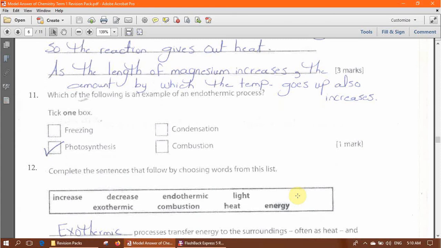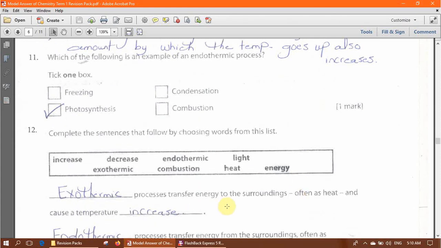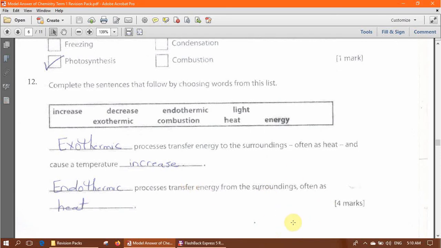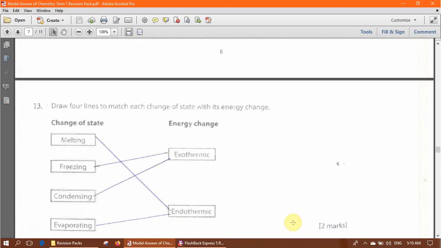Okay, let's complete the words. Exothermic process transfer energy to the surrounding. It gives out energy to the surrounding. This energy is often as heat energy, so the temperature of the surrounding will increase. I don't measure a temperature except the temperature of the surrounding. Again, this is very important. But in endothermic processes, this process absorbs energy from the surrounding, so transfer energy from the surrounding, and the energy is usually heat energy.